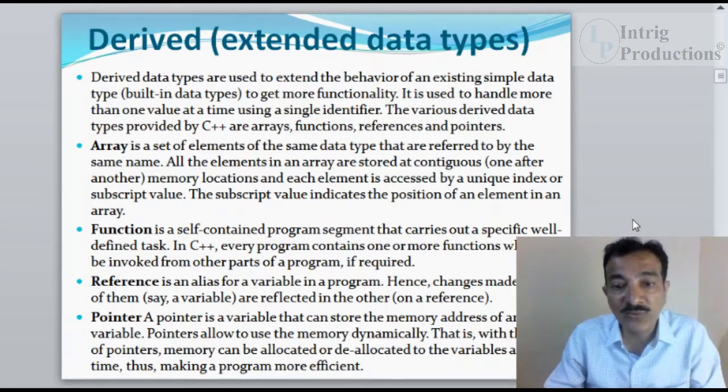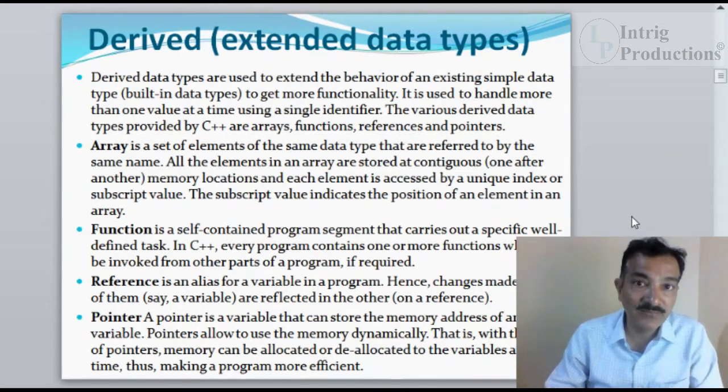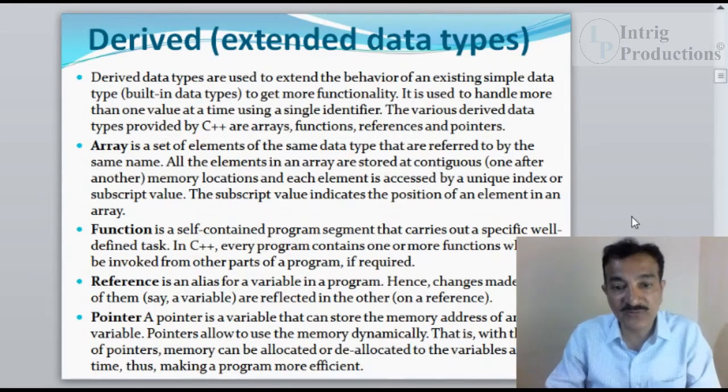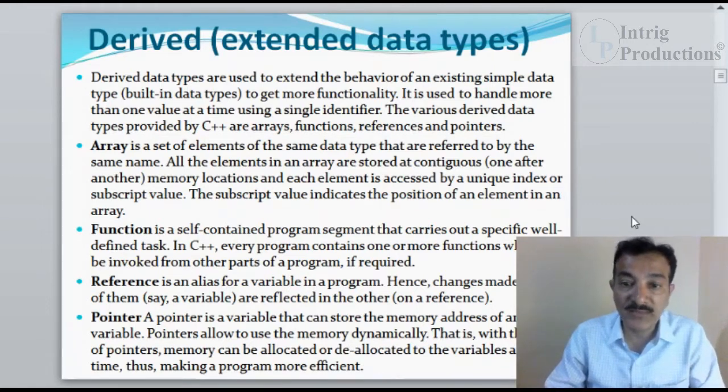And the next one is a pointer. A pointer is a variable that can store the memory address of another variable. So it stores the memory address of another variable. A pointer allows you to use memory dynamically. We will get into these details more in coming slides. So I hope you have understood these derived data types.